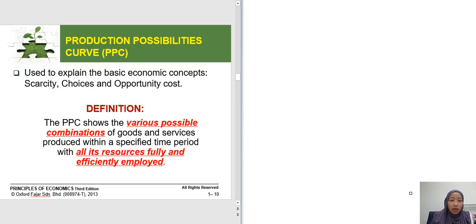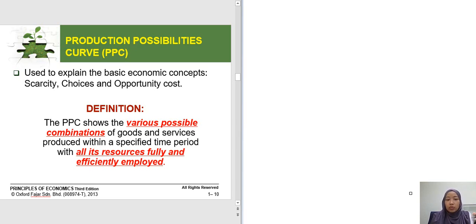So what does it mean by PPC? It is various possible combinations of goods and services produced within a specified time period with all its resources fully and efficiently employed. What it means here is you have to put yourself as a producer in the economy. Right now we are looking at decisions that you have to make as a producer when you want to produce a particular product.